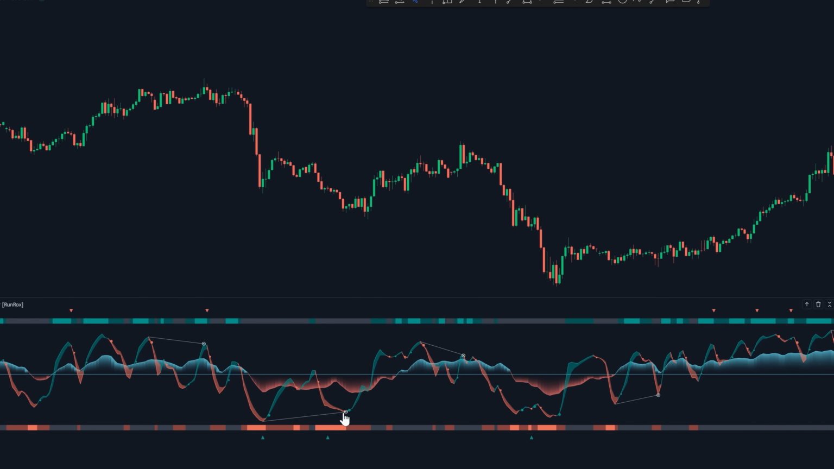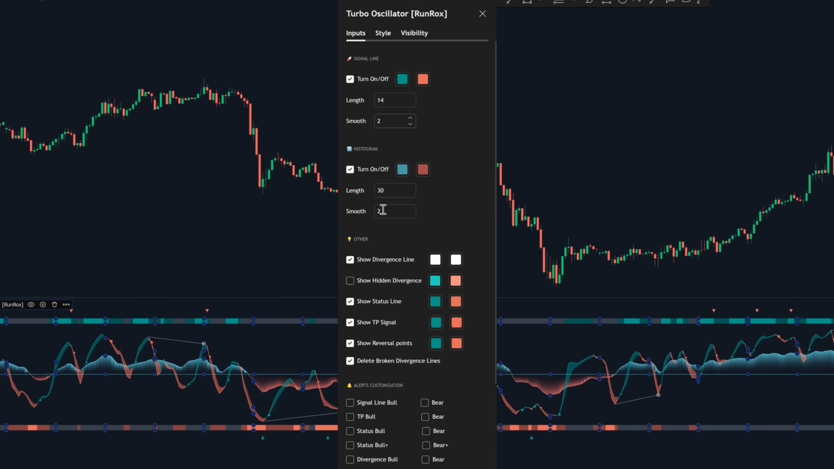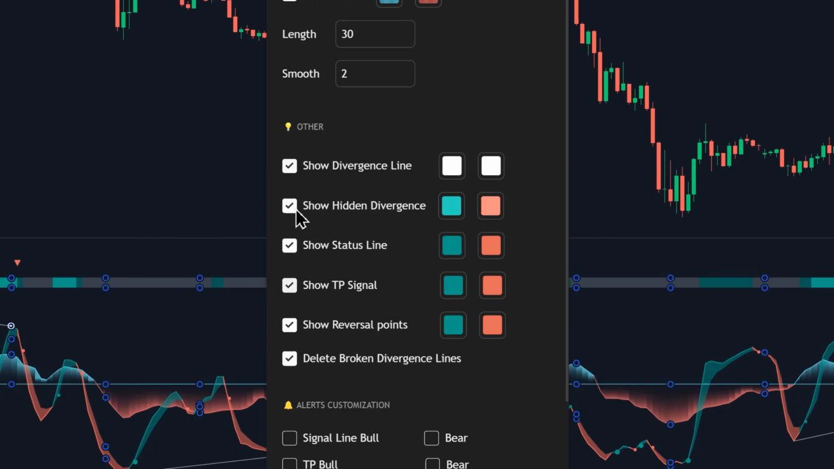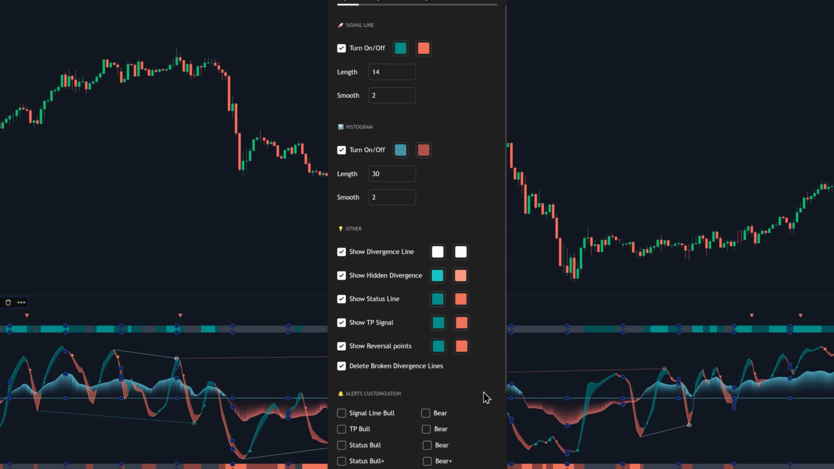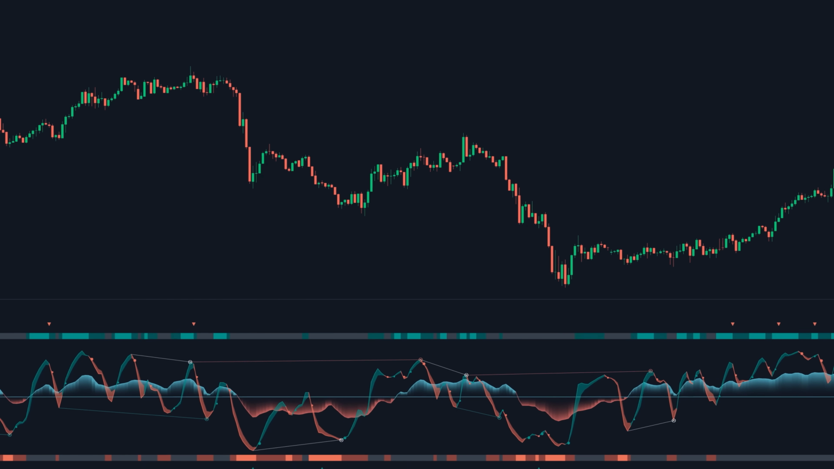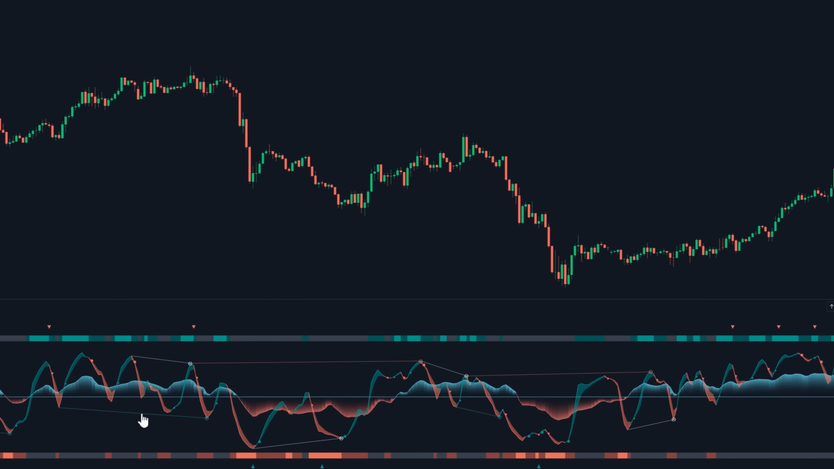We also have hidden divergences, but for that, you gotta activate them in the settings. You just double-click on the indicator, and then you activate the hidden divergences. And as you can see, they're gonna have two colors. Green lines at the bottom indicate bullish hidden divergences. Red lines at the top indicate bearish hidden divergences.